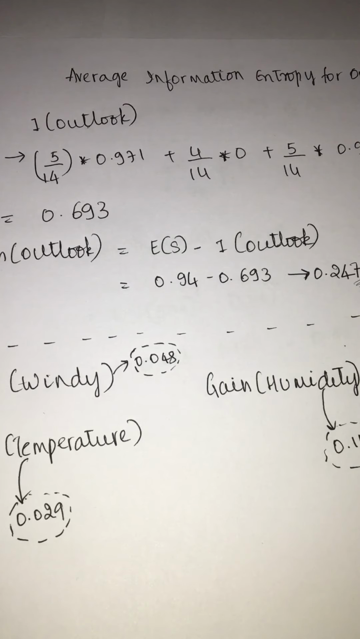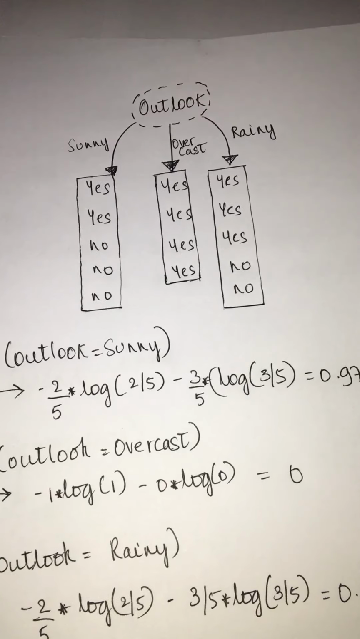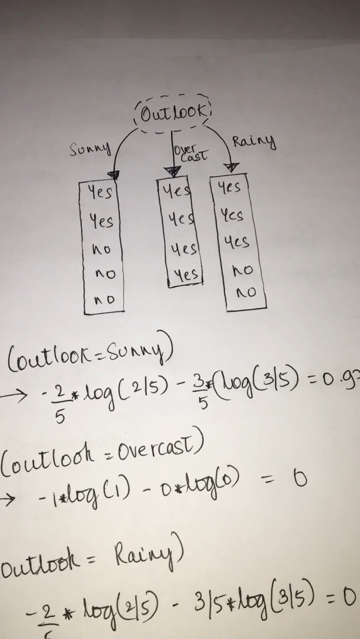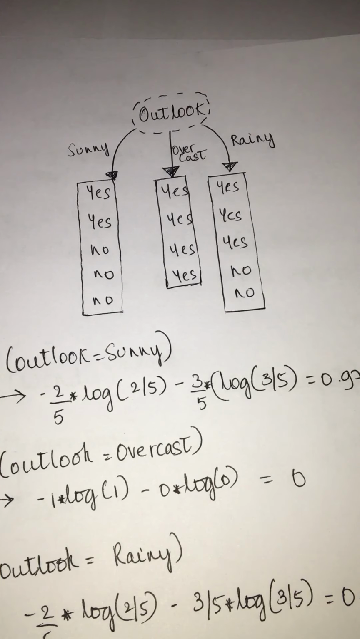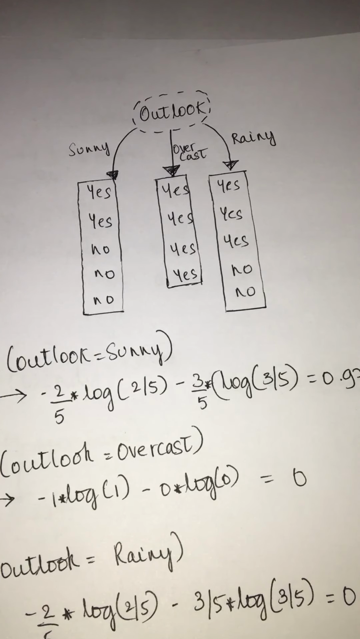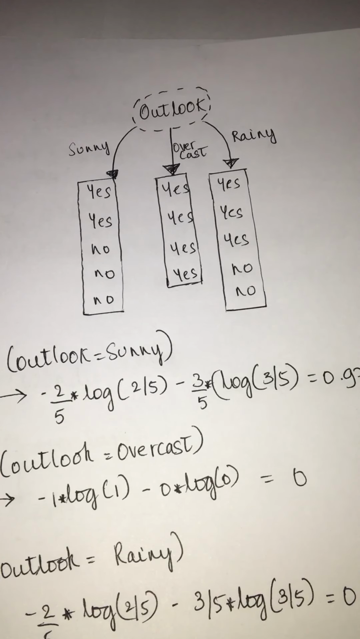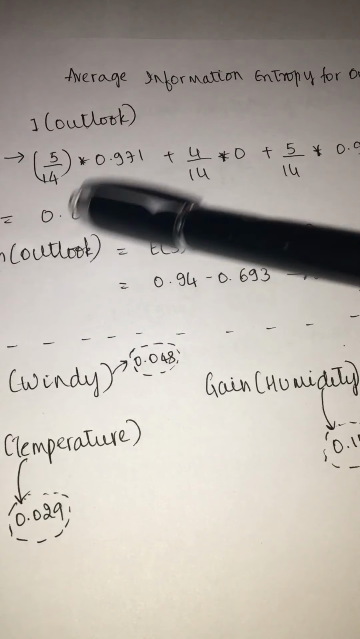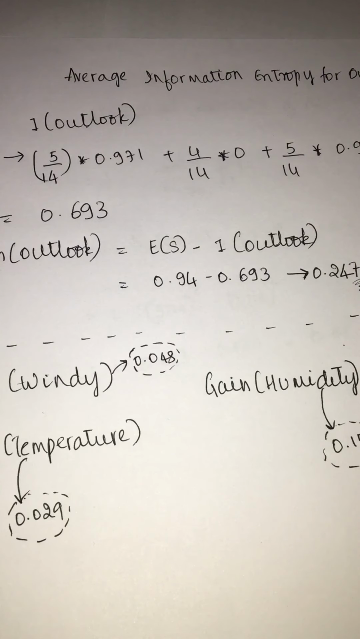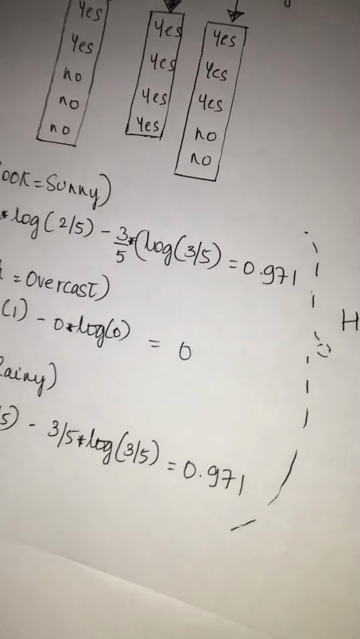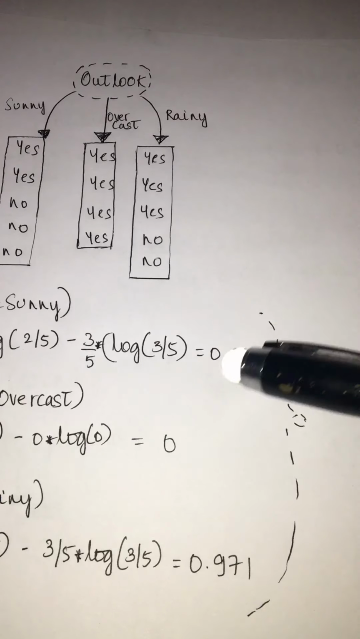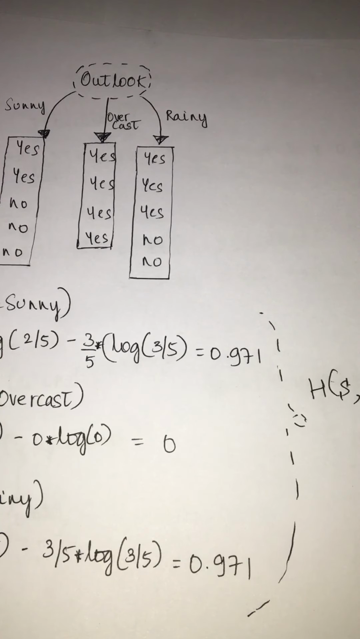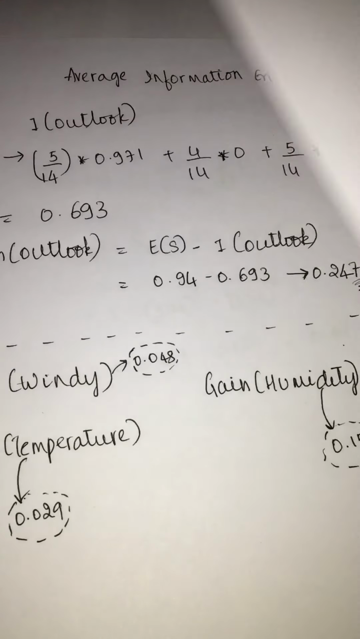What weight you're applying is actually pretty straightforward, right? You have 14 rows. Your Outlook total number of row count is 14. In that, sunny has 5 rows. Overcast is repeating in 4 rows, and rainy is in 5 rows. So that is what this weight is. Weight is nothing but 5 by 14 comes from there. 0.971 is whatever entropy you've calculated. This is where you get that from. 0.971 is the same for both sunny as well as rainy. Overcast is obviously 0.